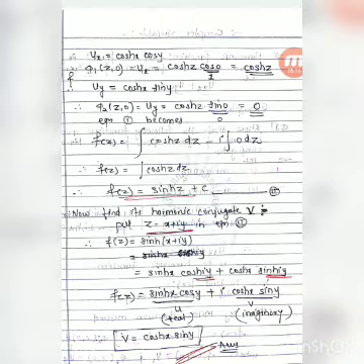Using the relation between circular and hyperbolic functions, we get cosh(iy) = cos y and sinh(iy) = i sin y. As we compare with u + iv, we get v = cosh x sin y. The harmonic conjugate of u is cosh x sin y.